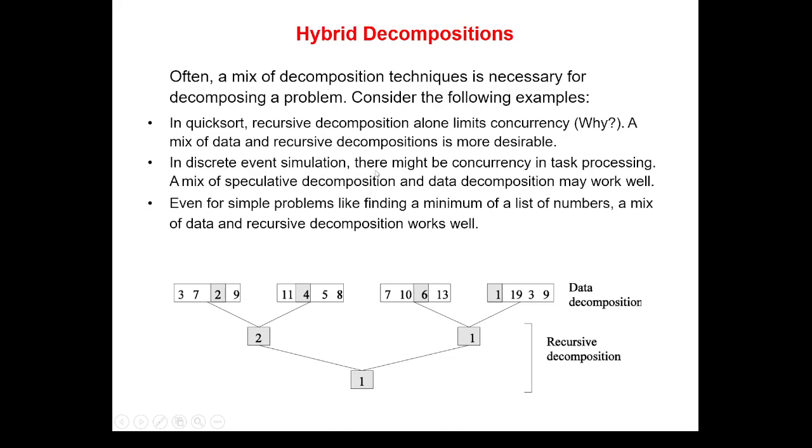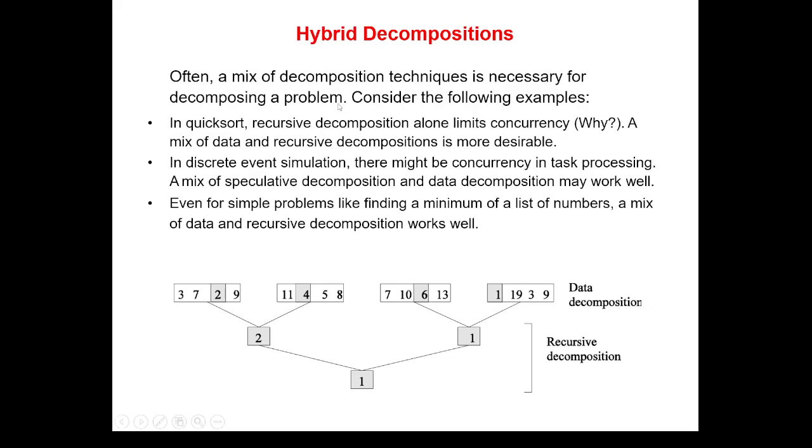In discrete event simulation, there might be concurrency in task processing. So a mix of speculative decomposition and data decomposition also works well. In discrete event simulation, like our earlier example, we wake up and go to work. While driving to work, an accident happens, an unexpected event, for example an error or hardware error. That's why we add data decomposition so it can roll back, using the optimistic approach, so they can blend together.